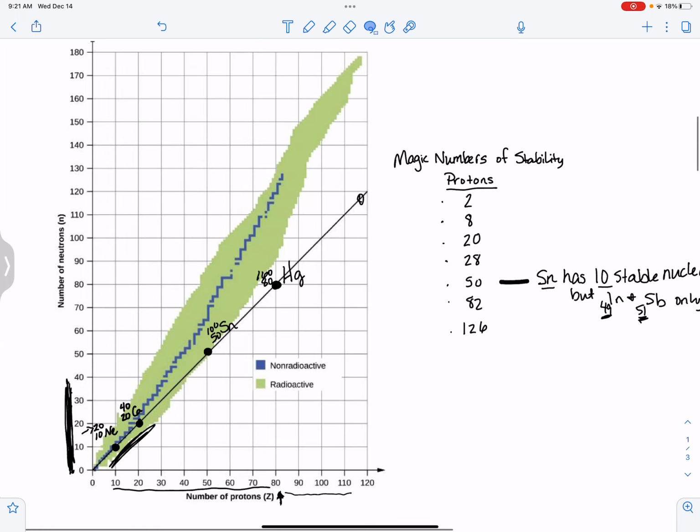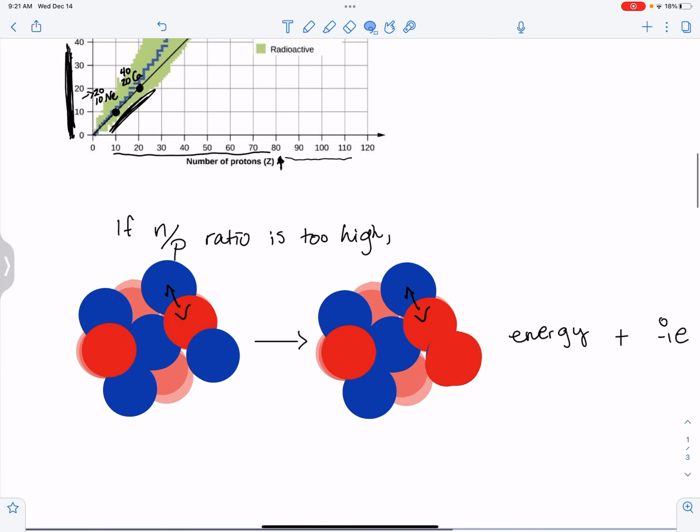So what does a nucleus do when it's got too many neutrons? This is what it does. You'll notice right here, the blue is a neutron, and the red are protons. And this is the craziest thing: the neutron converts into a proton. Kid you not. So if we were talking about, let's say, calcium with 20 protons and 20 neutrons, making a total of 40, then our calcium now has an extra proton and it's short a neutron.